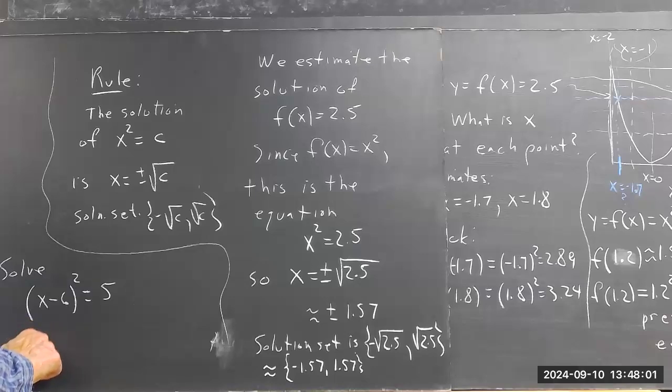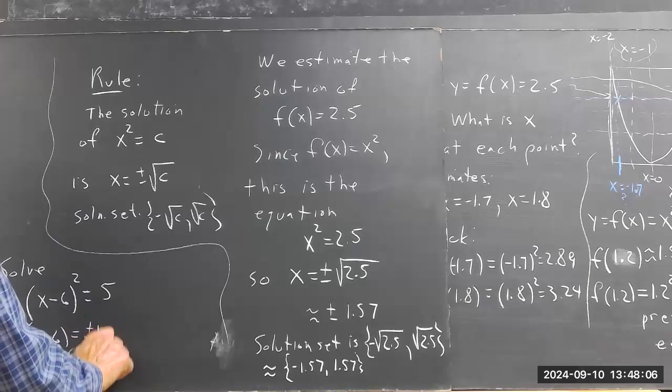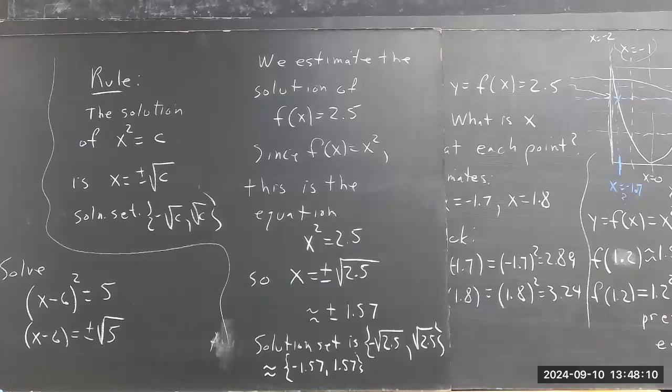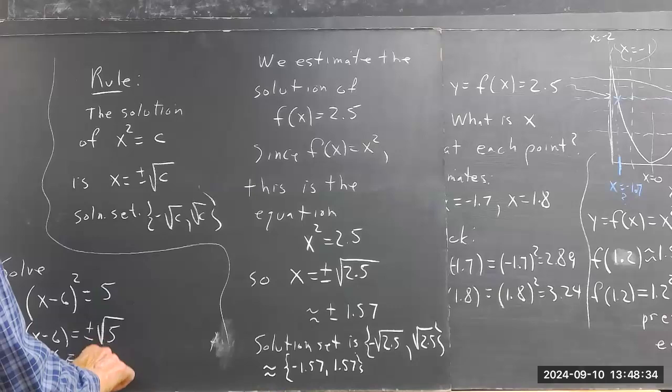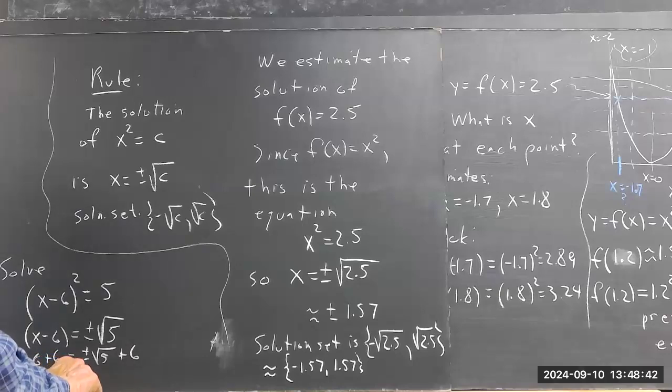Okay. If x minus 6 squared is 5, then x minus 6 is plus or minus the square root of 5. If something squared is 5, the only thing you can square to get 5 is the square root of 5 or the negative square root of 5. Okay? And then you can add 6 to both sides, and we get x equals 6 plus or minus square root of 5. That's how you solve that equation.